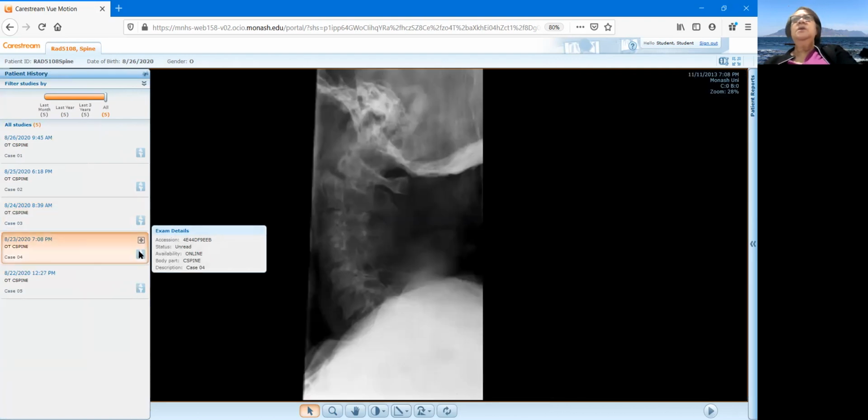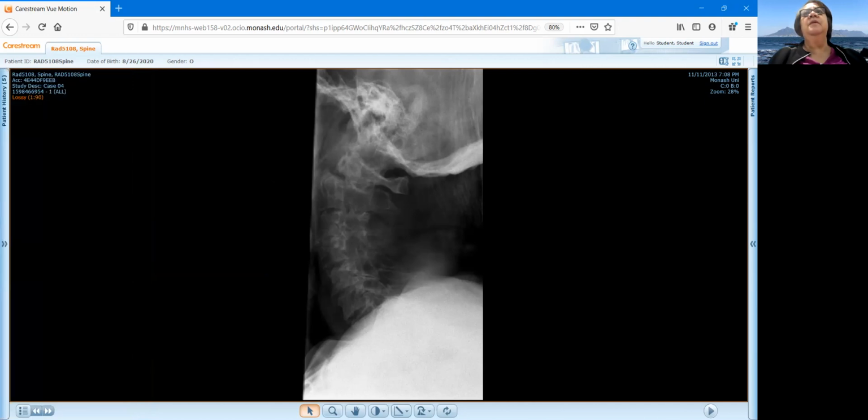And case 4 is the spine of an elderly patient who had an unobserved fall and has neck pain. So the main thing, let me just zoom in.